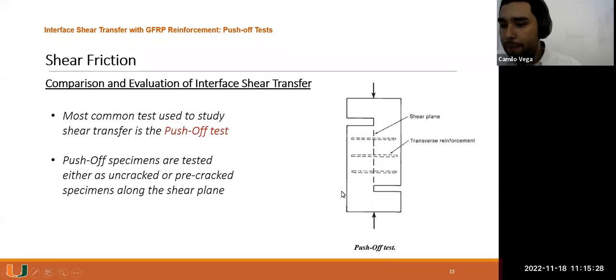And basically, you can see in this picture that the test consists of applying a compressive load to the top of the specimen, which has this special shape. The shape is because we want to generate a relative displacement between the two L's, or the two blocks, that form the specimen. This displacement occurs due to the gaps that we need to create in the fabrication process of the specimen. So the load is initially applied in an axial way and is transferred as a shear load across the plane joining the two blocks. Also, push-off specimens are tested either as uncracked or pre-cracked specimens along the shear plane.